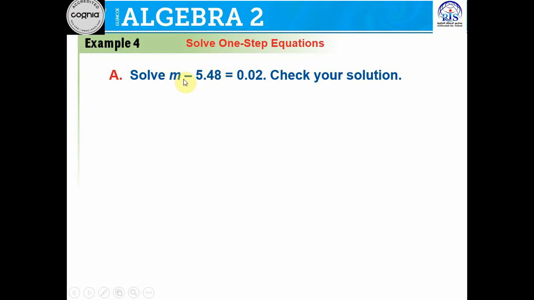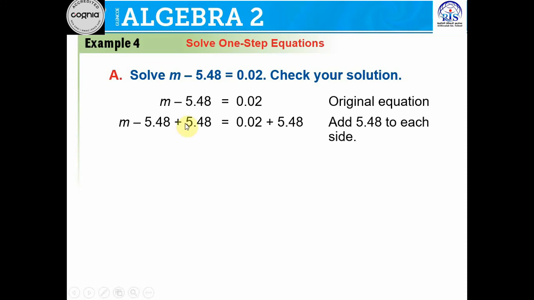Of course, here to solve this equation, I must get rid of the number with the variable. The variable is m. With it, I have subtraction of 5.48. Always to solve such an equation, do the opposite operation. Here I have minus 5.48, so I make plus 5.48 on the left side and plus 5.48 on the right side. What I do on the left, I do on the right, because the equation must be balanced.